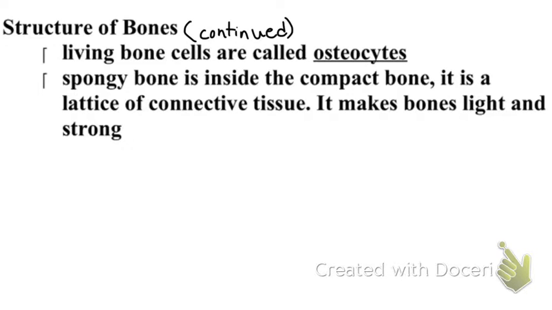Spongy bone is inside the compact bone, and it is a lattice of connective tissue, and it makes bones light and strong. If they were pure calcium, they wouldn't be able to perform a lot of their functions, but they would also be really dense. The spongy bone makes bones light and strong.